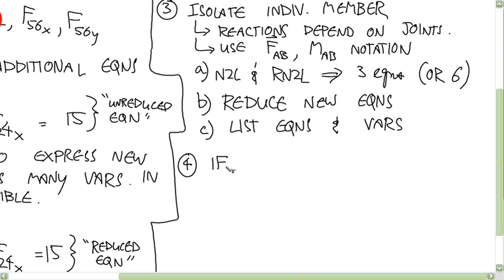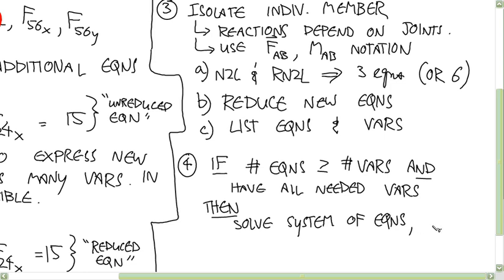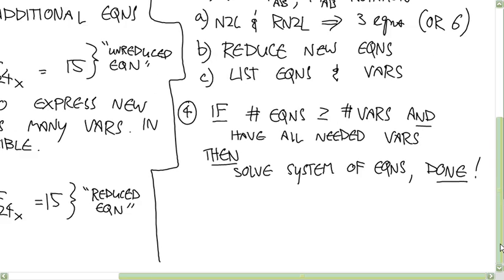And then step 4, sort of an if-else type deal. If the number of equations is greater than or equal to the number of variables, and you have all the variables you need, then just solve the system of equations, and you're done. Else, repeat step 3.